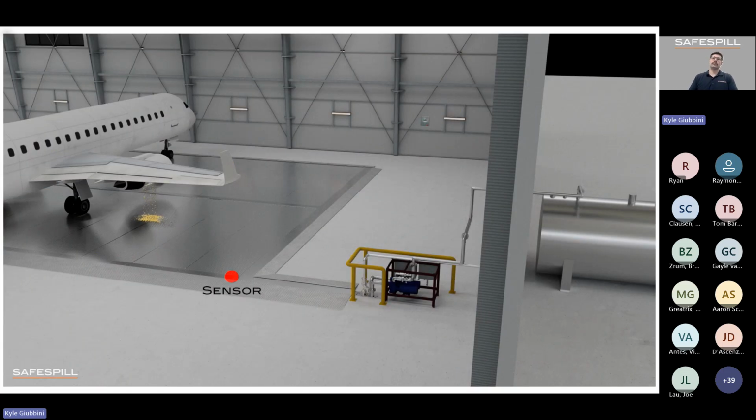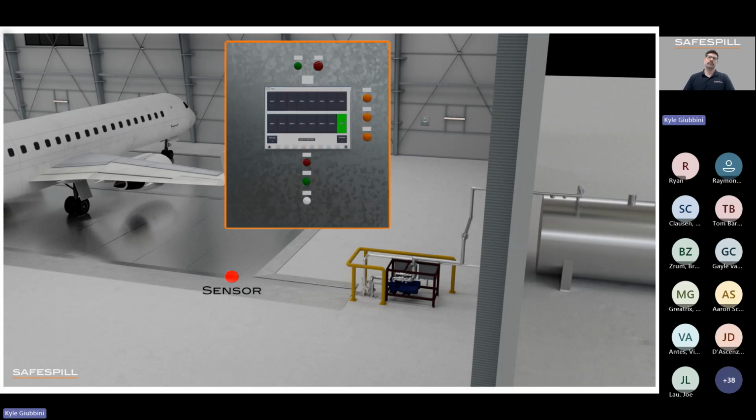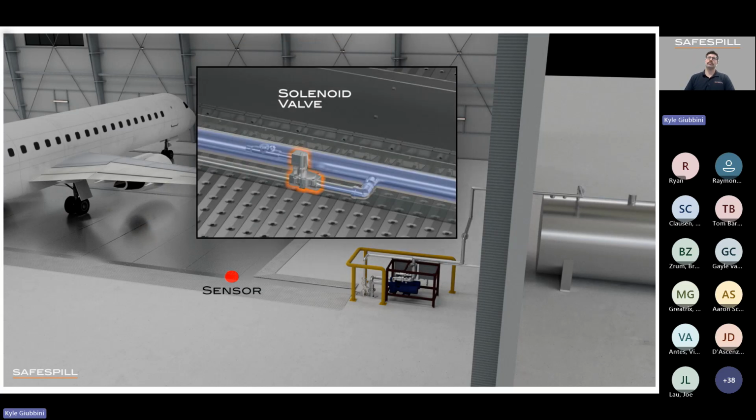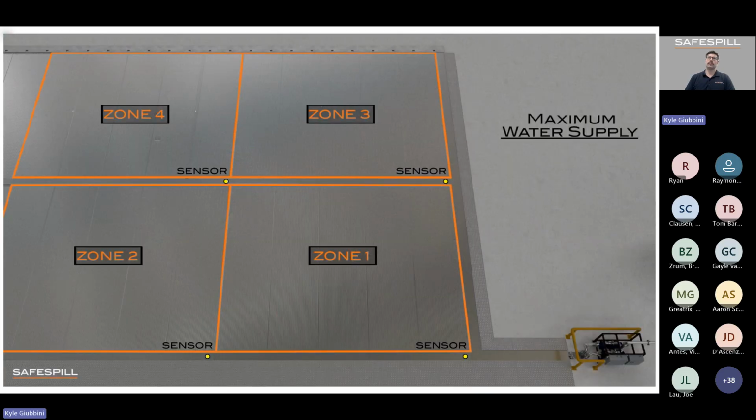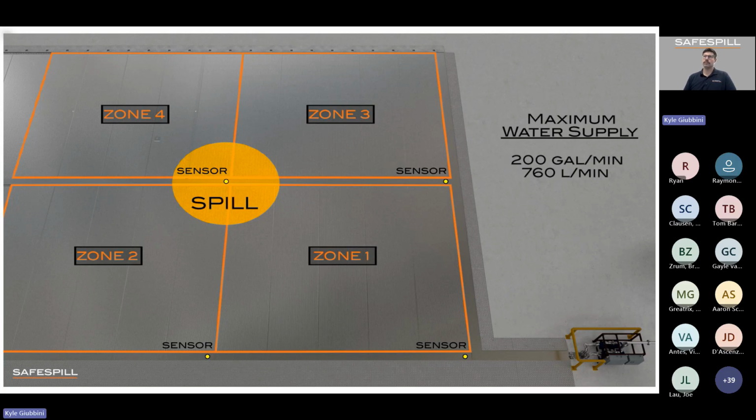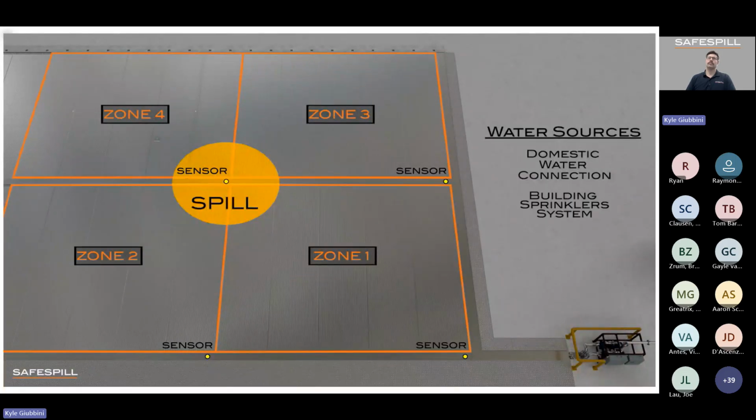Once sensors detect liquid in the zone, they signal the control panel, which in turn signals a solenoid valve corresponding to that zone. The solenoid valve connects to a pressurized flushing header that runs through the trench. The maximum water supply required, applicable if a spill falls on a corner, activating 4 neighboring zones simultaneously, would be 200 gallons per minute or 760 liters per minute. Most hangars can supply this capacity from a standard domestic water line. Water can also be sourced from the building sprinkler system or a dedicated flushing water supply tank.